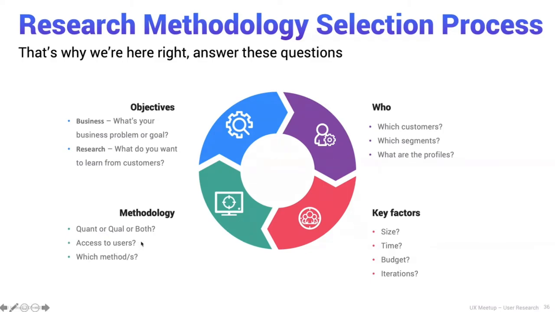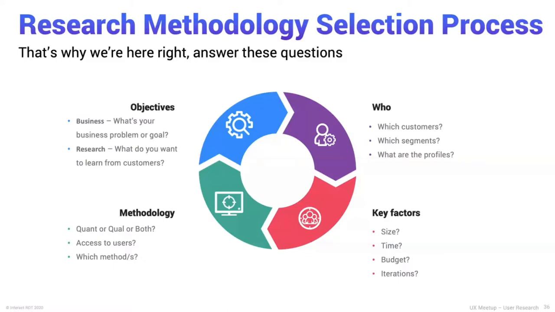Access to users: can you get access to users? For instance, if we're testing people with feature phones on USSD, can we get access to those people? Can we test them via remote platforms? And then which method is best and most appropriate for what we're trying to achieve, given all of these factors? There might be many more factors that you consider in your methodology selection process, but these are the main ones you would need to look at in order to come up with the right methodology.